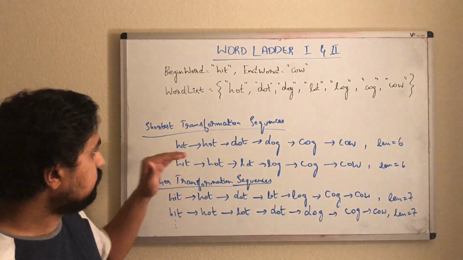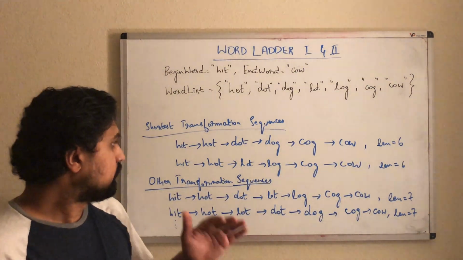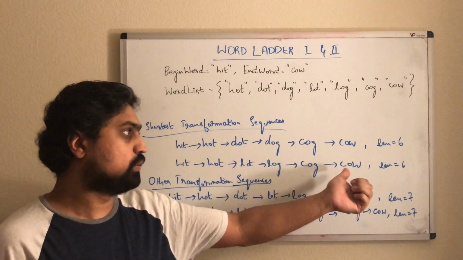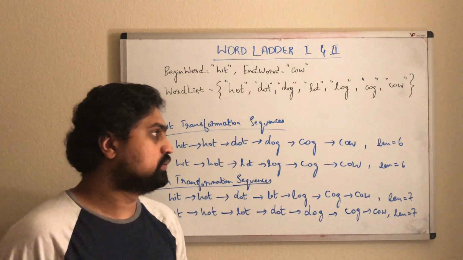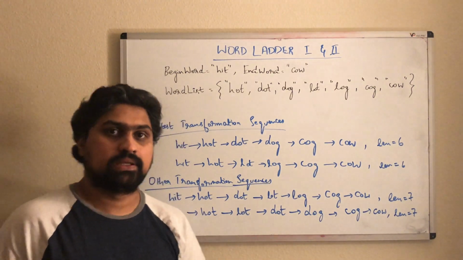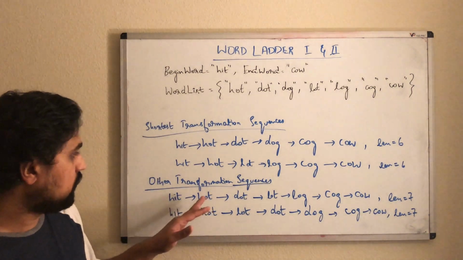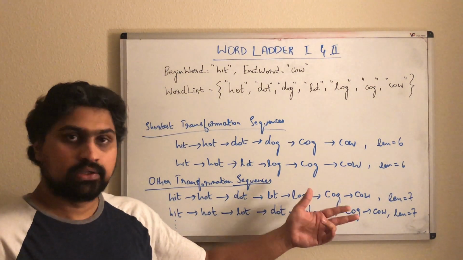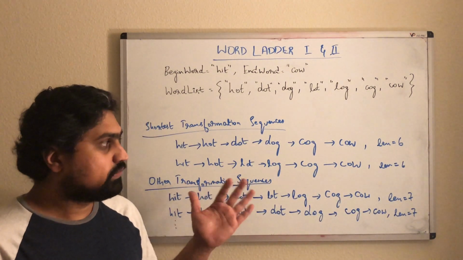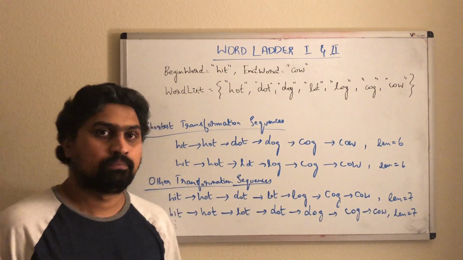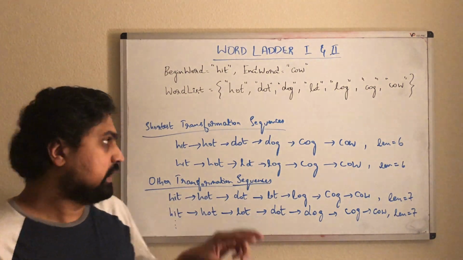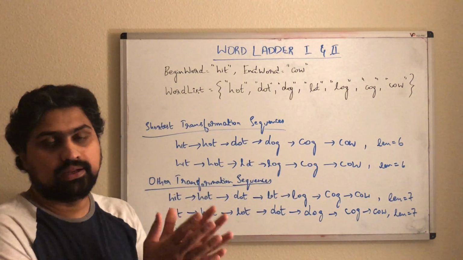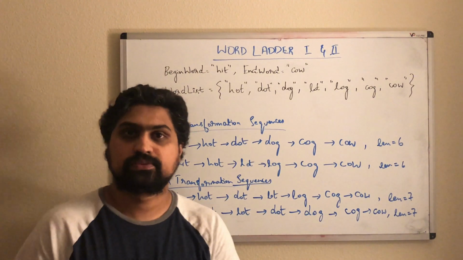Okay, now the length of this transformation sequence is equal to 6. Similarly, hit to hot, hot to lot, lot to log, log to cog, and cog to cow is another transformation sequence with a length equal to 6. Now there are other transformations that are possible. For example, hit to hot, hot to dot, dot to lot, lot to log, log to cog, and cog to cow. So this is a transformation sequence, but the length of this transformation sequence is equal to 7. So our objective is to find only the shortest transformation sequences from the begin word to the end word and its length. So how do we solve this problem?